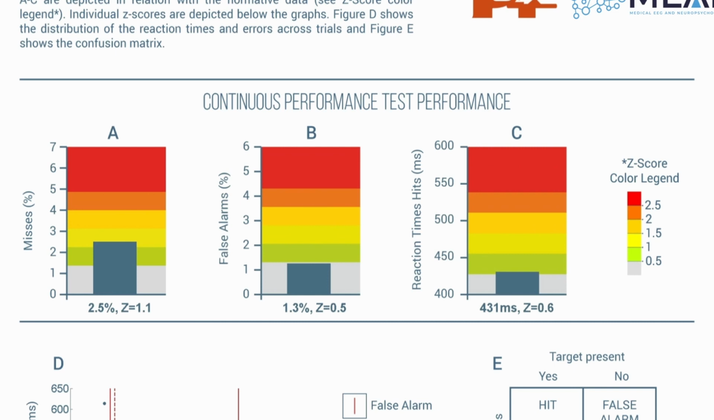Figure B shows the false alarms percentage, which was 1.3% in this example, corresponding with a z-score of 0.5, which is right at the border between the gray and green z-score bands. Finally, Figure C shows the average reaction time for hits, which was 431 milliseconds in this example, corresponding with a z-score of 0.6, which falls into the green z-score band.